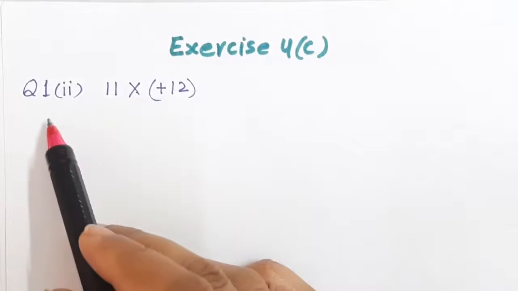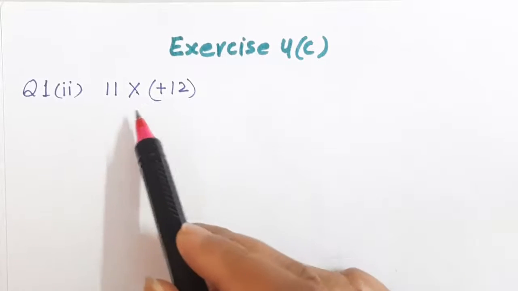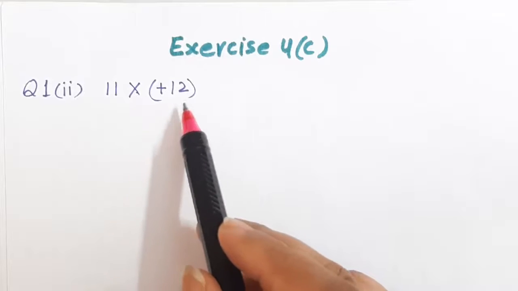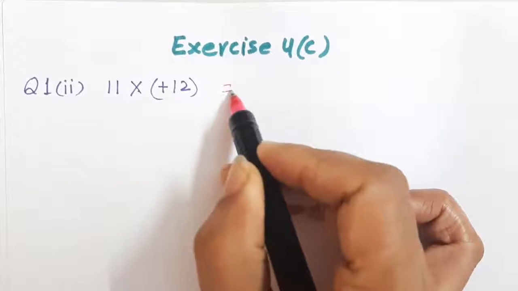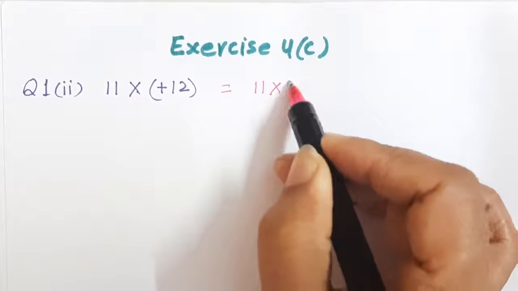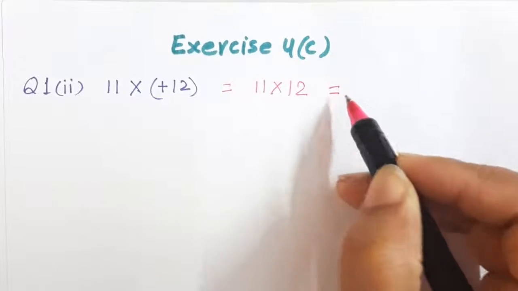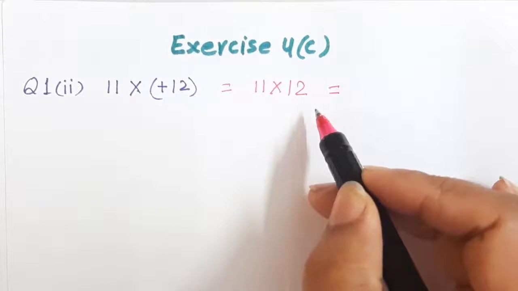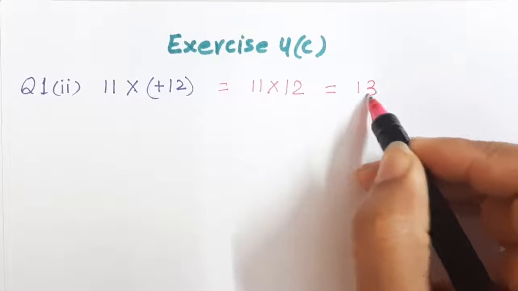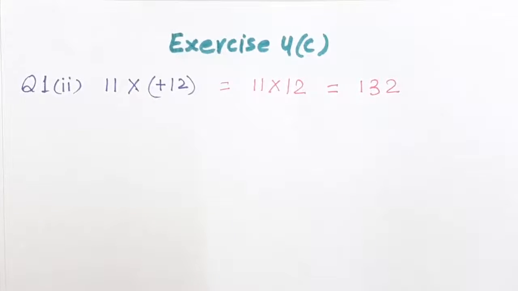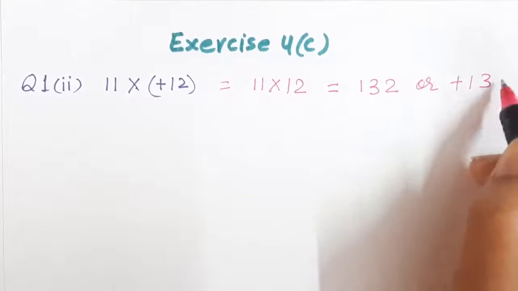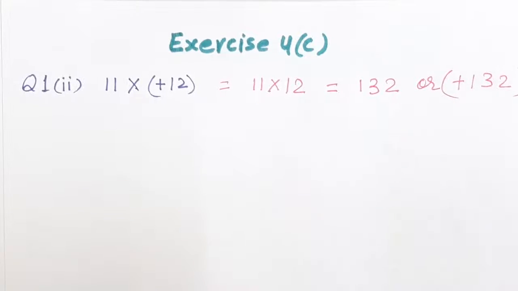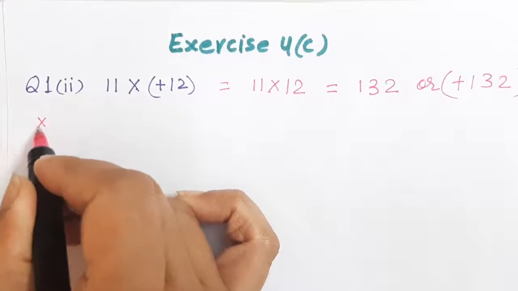Children, see question number 1, second part: 11 multiplied by plus 12. Now you can see both are positive, so we simply have to multiply 11 with 12. Now children, 12 multiplied by 11 is 132. So 132 is the answer, or you can write this as plus 132, that is positive 132. Both are correct, right?